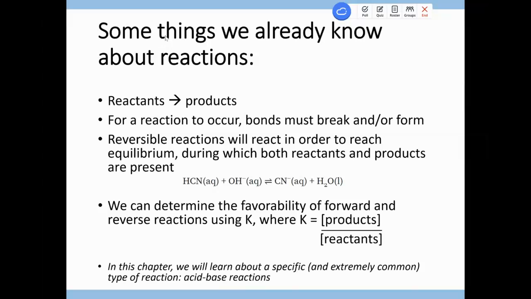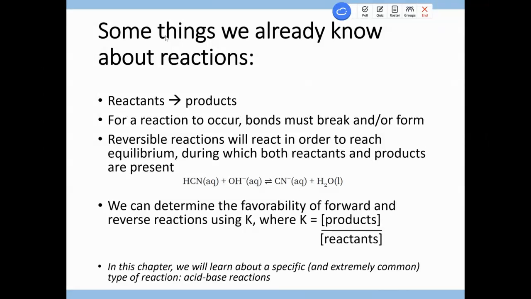We talked all about reversible reactions last section. So reactions that are in equilibrium with the reactants and products. Those reactions proceed to reach equilibrium, and at equilibrium, both the forward and the reverse reaction happen simultaneously. That means that at a given time, there are both reactants present and products present. And then we can use K to determine the favorability of reactions. K is products over reactants. If K is greater than 1, the forward reaction is favored. If it's less than 1, the reverse reaction is favored.